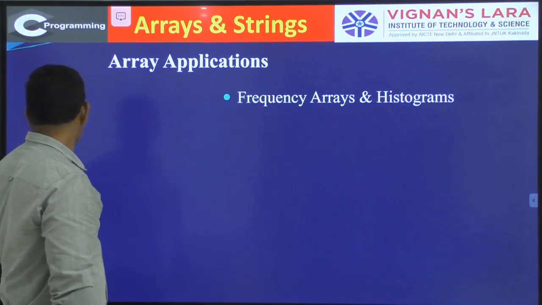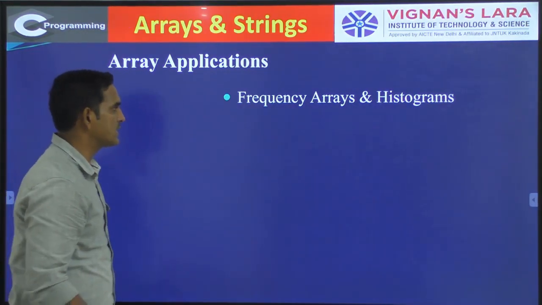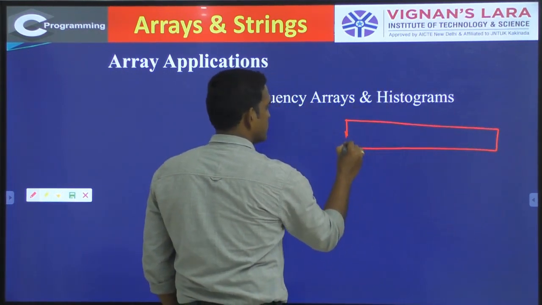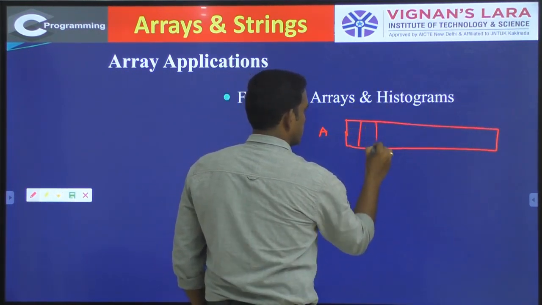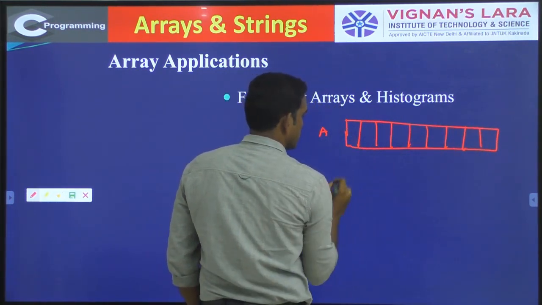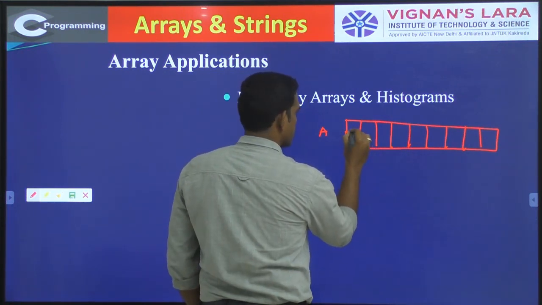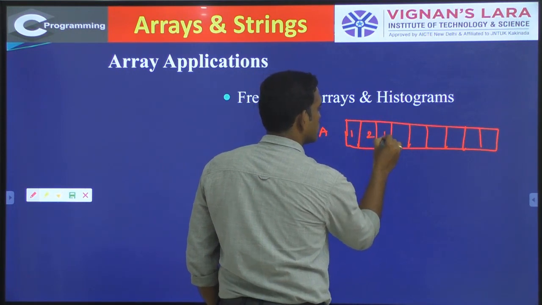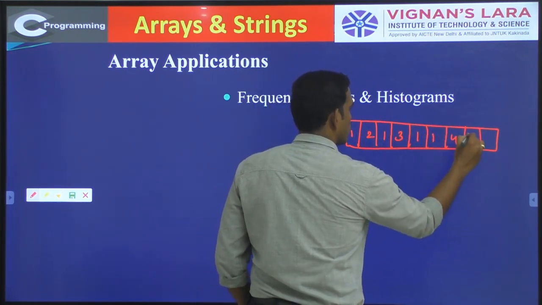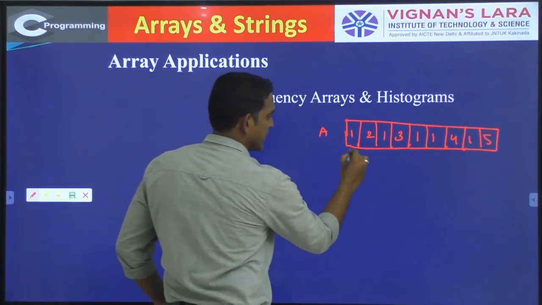The next is frequency arrays. So what are frequency arrays? Suppose you have an array A, and let's take some set of values from index 0 to 9: 1, 2, 1, 3, 1, 1, 4, 1, 5. These are the values present in your array A.